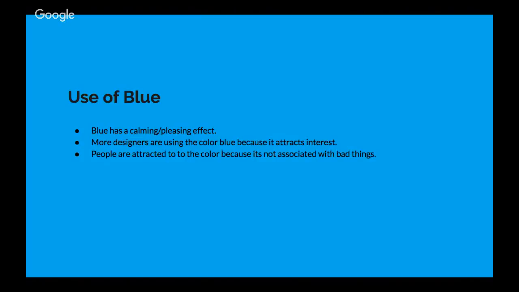Many people attribute the popularity of blue to the fact that the color is not associated with things that have negative associations, such as how many people associate green with money. People associate blue with calming things such as the ocean or the sky. Psychologically, the color blue actually lowers blood pressure in the observer because of this calming effect.